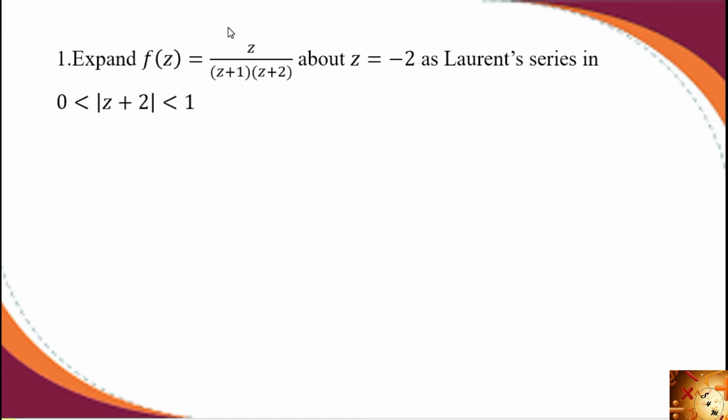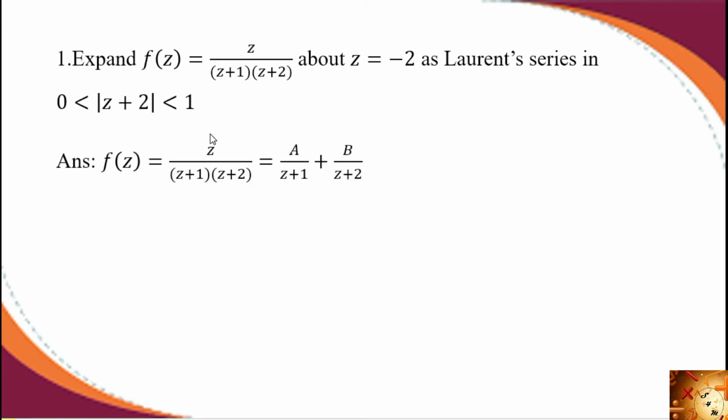Expand f of z equal to z divided by (z plus 1) into (z plus 2) about z equal to minus 2 as a Laurent series in 0 less than mod z plus 2 less than 1. First of all, look at the function. Here the function is z divided by (z plus 1) into (z plus 2). Here the degree of the numerator is 1 and the degree of the denominator is 2. So the degree of the numerator is less than the degree of the denominator. Here we want to use partial fractions.